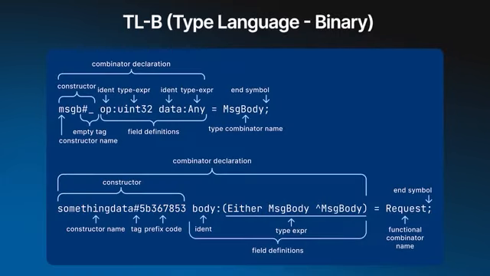Second stage, we use the TLB schema to describe the commands that our smart contract is able to process. TLB stands for Type Language Binary. It serves to describe the type system, constructors, and existing functions that are on the contract. And you can now see an example of a TLB document.